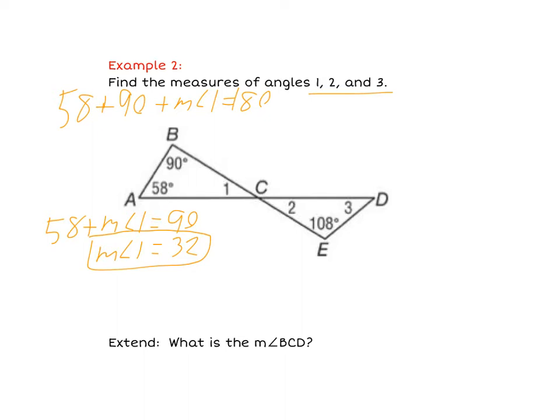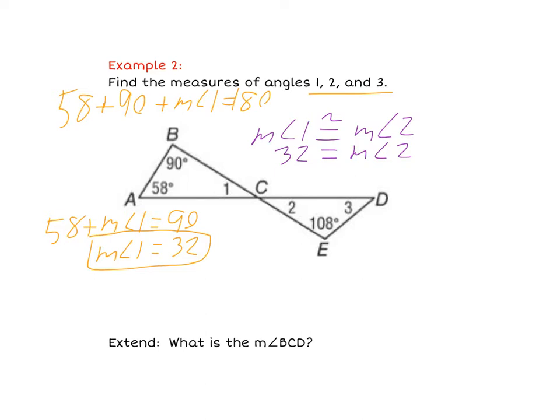Well, angle 2, if we look at where it is, is the vertical angle of angle 1. If you recall, vertical angles are congruent to each other. So the measure of angle 1 is congruent to the measure of angle 2. So if the measure of angle 1 is equal to 32, then 32 is equal to the measure of angle 2. One more. So we found 1 and we found 2.